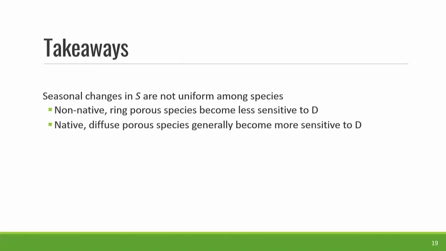So my takeaway for this section is that seasonal changes in S are not uniform among species. It emerged from the data that these two species that became less sensitive were actually non-native and ring-porous species. Ring-porous meaning that they have different, variable vessel diameters in a growing season. And the other species became more sensitive to D. They were generally the native and diffuse-porous species. Their vessel diameters remained consistent.